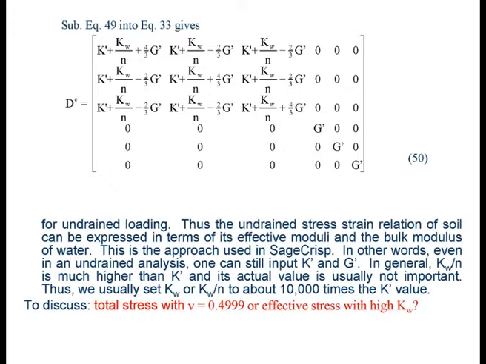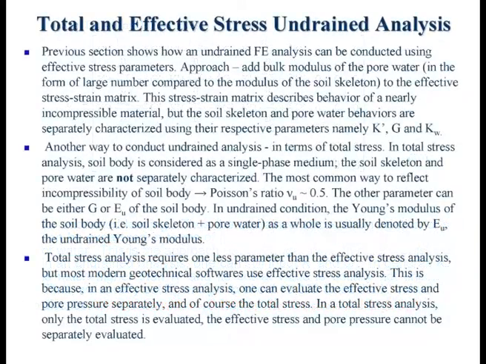This number just needs to be much bigger, typically 1,000 times bigger than K dash, and you'll be reasonably accurate. So basically, what this does is to transform this particular stress strain matrix to one that actually describes a nearly incompressible material. All right, and so then this allows you to solve the effective stress analysis, and then we went on to describe the two ways that people can actually use to solve an undrained problem. A, by using undrained parameters, EU and nu U equals 0.49.